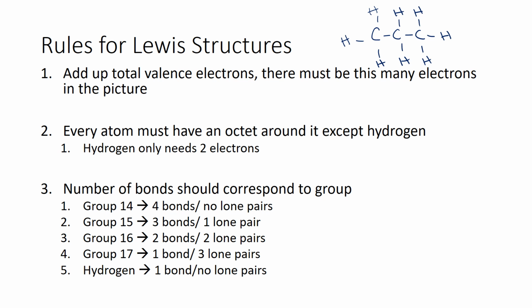Every atom must have an octet around it except hydrogen. So remember, octet means 8. Hydrogen only needs 2 electrons to be filled. And then the number of bonds should correspond to the group. So anything in group 14, every time you look at the picture, should have 4 bonds and no lone pairs. Group 15 should always have 3 bonds and 1 lone pair. Group 16, 2 bonds and 2 lone pairs. Group 17, 1 bond and 3 lone pairs. Hydrogen, 1 bond and no lone pairs. These are very important. You need to make sure you copy this down.